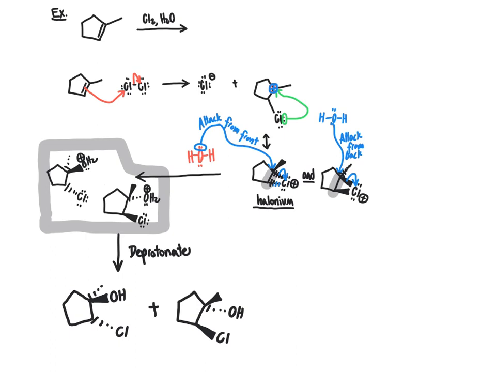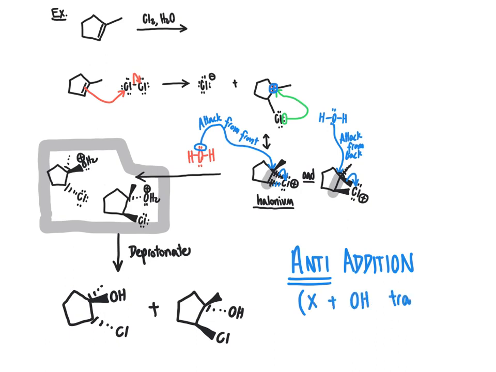So this is going to demonstrate, to go ahead and put this into words, we would describe the addition of H2O plus halogen as an anti-addition, because the two groups are adding from opposite faces of the molecule. That's what causes this to be referred to as anti. So in other words, X and OH are going to end up trans to one another. So that's what you have to keep your eyes peeled for, is that those two are going to end up trans.